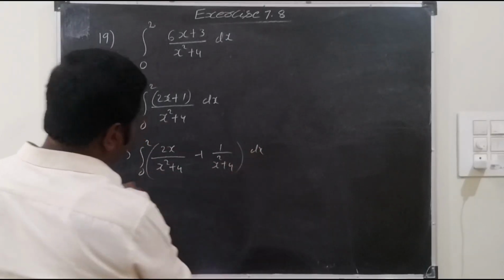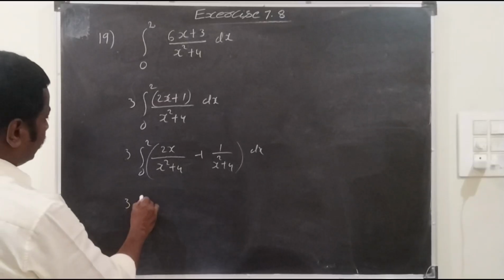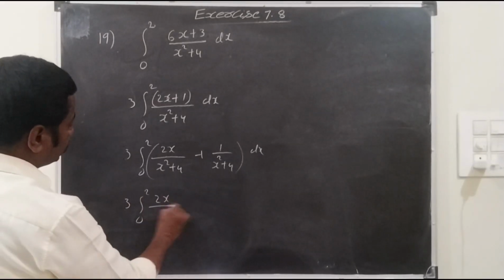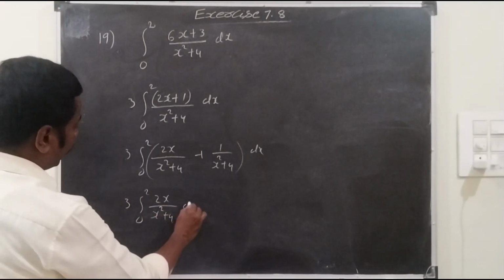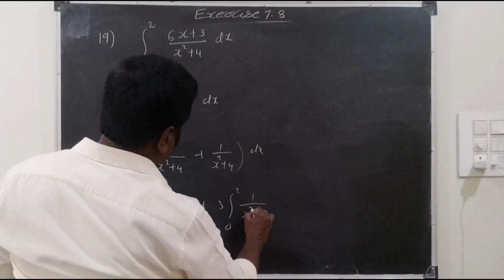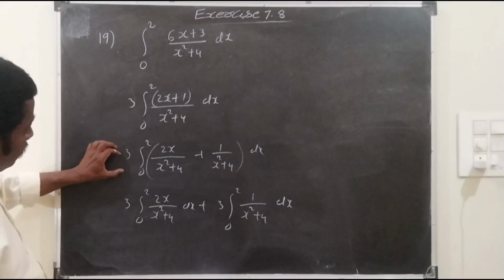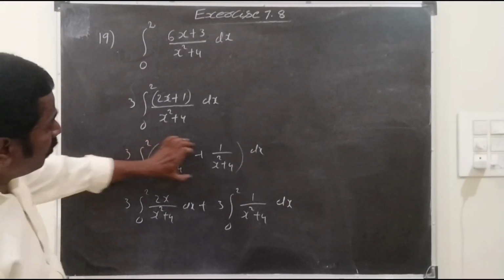Next we can separate the integral and 3 also for each term. That means 3 into integral from 0 to 2, 2x by x square plus 4 dx, plus 3 into integral from 0 to 2, 1 by x square plus 4 dx. We are separating 3 into the integral from 0 to 2 for both terms.